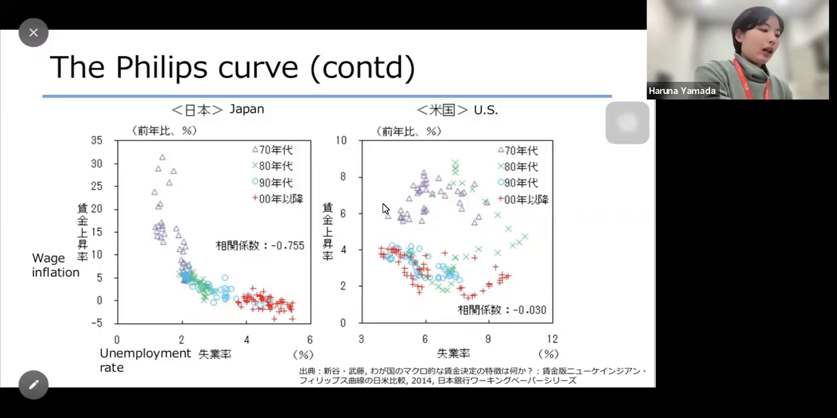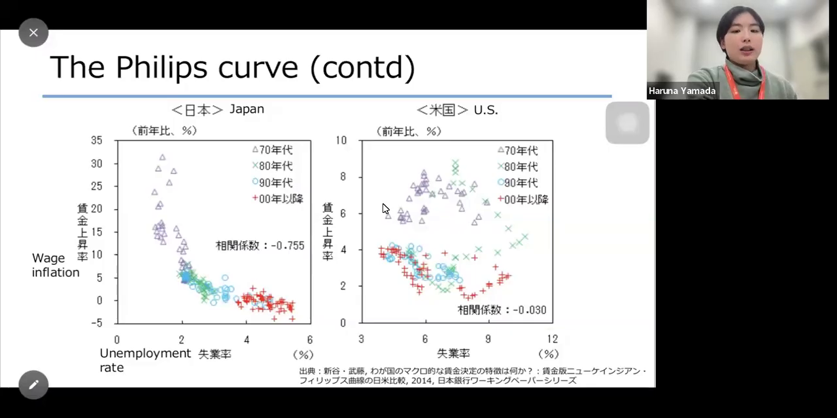Okay, you can see that the unemployment rate in Japan is 0 to 6. So therefore, the unemployment rate in Japan is at most 6%. In the US, the horizontal axis is 3% to 12%. So therefore, the unemployment rate in the US is higher than in Japan, about twice as large.